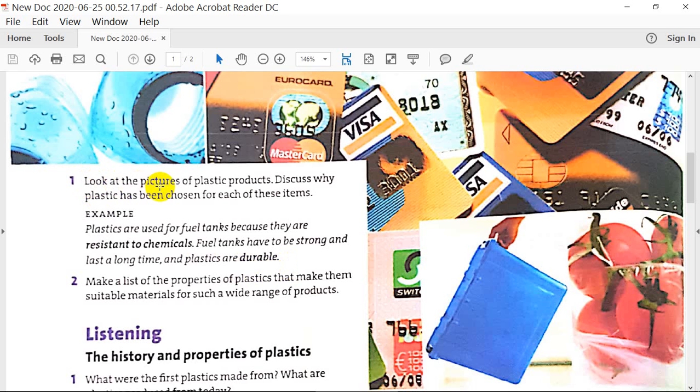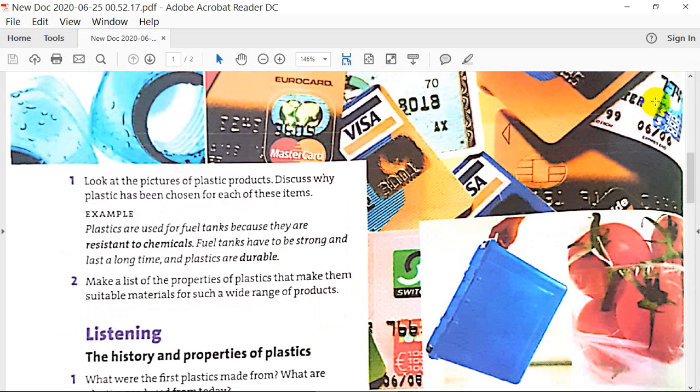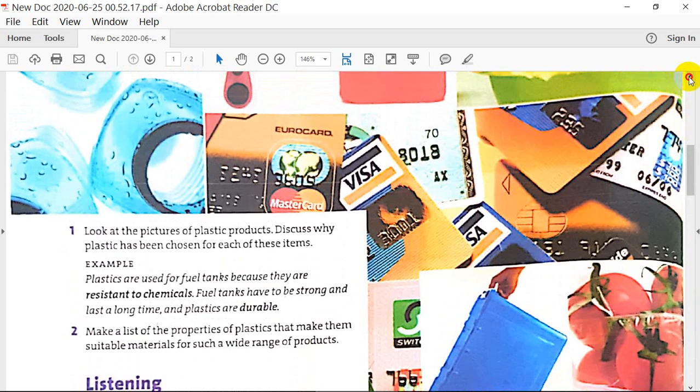So look at the picture of plastic products. Discuss why plastic has been chosen for each of these items. We discussed, for example, example number one, plastic is used for fuel tanks because it is resistant to chemicals. Fuel tanks have to be strong and last a long time, and plastic is durable, and resistant to chemical materials. This is one of the reasons that they use plastic in the fuel tanks. Here, this is an example of the fuel tanks.